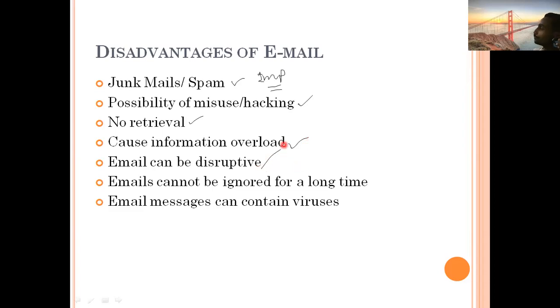Then emails can be disruptive, as you can get them from different sources. Your email ID can be shared with a number of people, and mostly advertisers target your email ID by sending emails from Flipkart, Amazon and such companies. They send you such emails again and again, and maybe you don't need such things, so they can be disruptive.